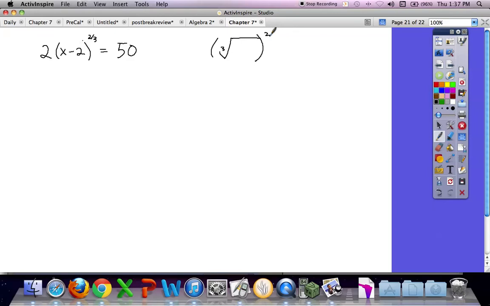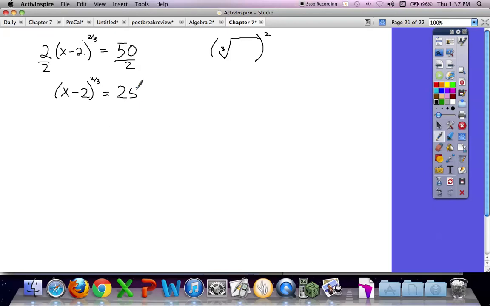So we follow the same steps. First, isolate the radical. Right? In this case, divide both sides by 2. So now we have (x - 2) to the 2/3 equals 25. Okay, we have isolated the radical.